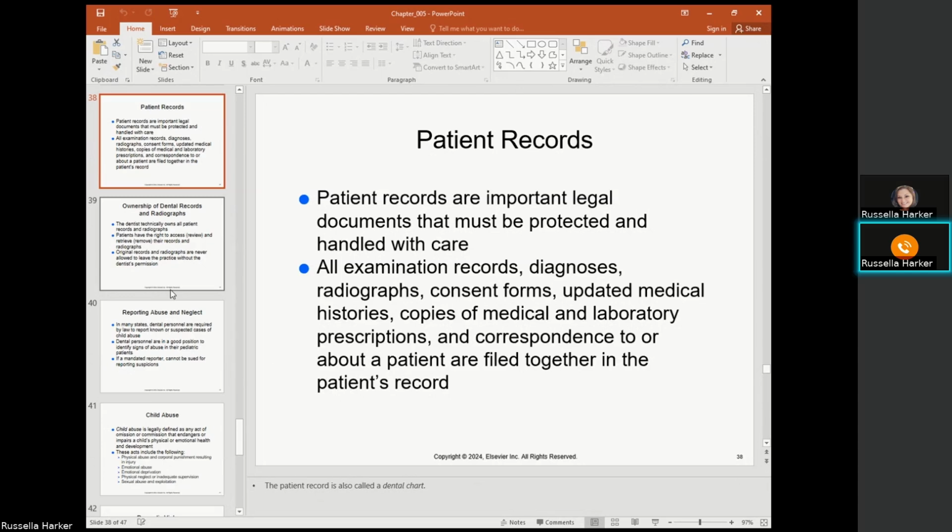So you cannot remove the entry completely. You have to, if it's written, you can draw a line through it, initial and date it, and then write the correct entry underneath it.